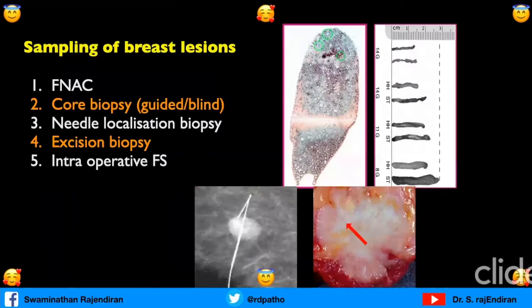What are all the samples you may get in the lab from breast? Okay, it can be 5. Number 1, FNAC. Number 2, core biopsy, which can be guided or blind. 3 is needle localization biopsy, 4 is excision biopsy, and the 5th one is intraoperative frozen section and radical surgery, depending upon the finding. You please include radical surgery here. So there are 5 types of specimens. Here you can see a very nice FNAC, very nicely made smear, and these are the core biopsies, and this is the excision biopsy. Okay, this is needle localization with the excision.